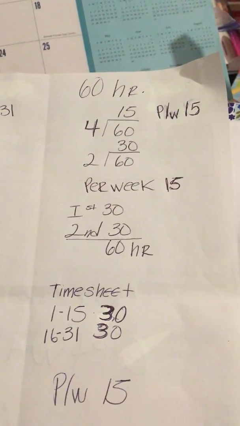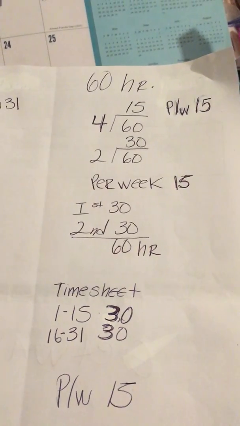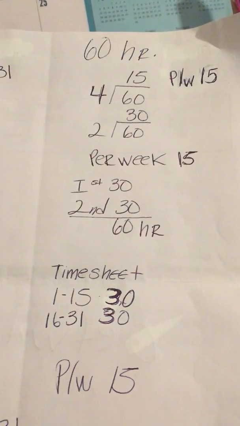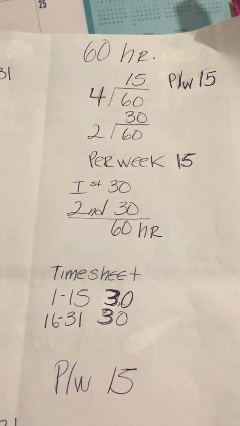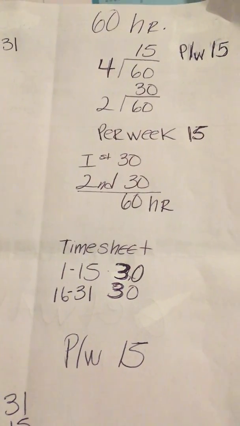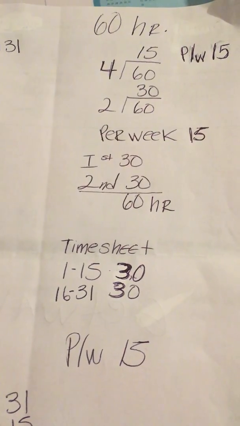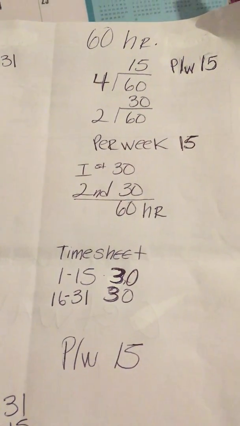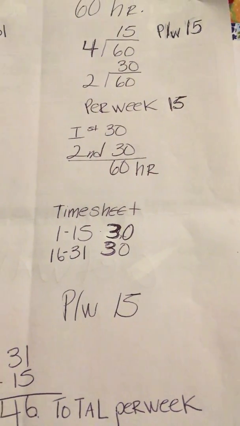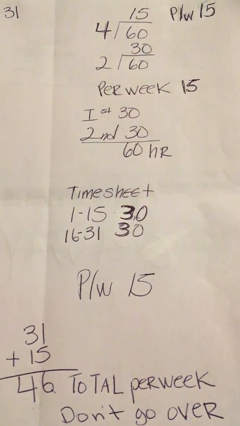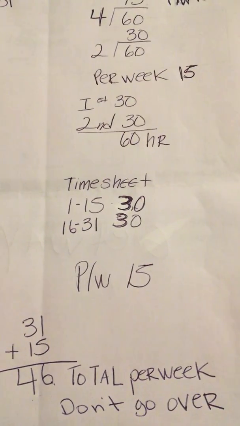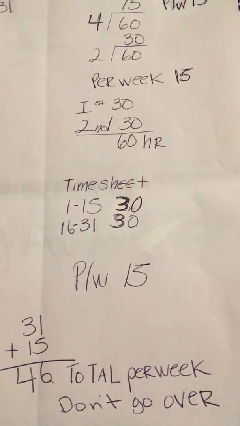Now her other consumer, the provider is allowed to work 60 hours. 60 hours, you divide 60 by 4, that's 15 hours per week. We divide 60 by 2, that is 30 hours per timesheet. So she's allowed to work 30 hours per timesheet. From the 1st to the 15th, she's allowed to work 30 hours. The 16th to the 31st, she's allowed to work 30 hours. And she's allowed to work per week 15 hours.